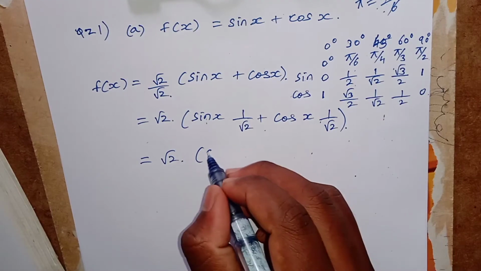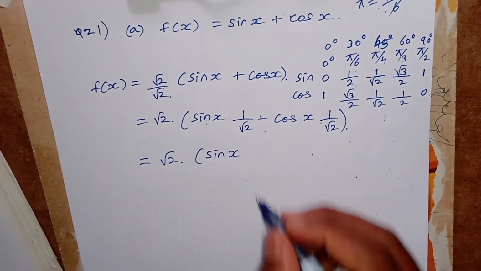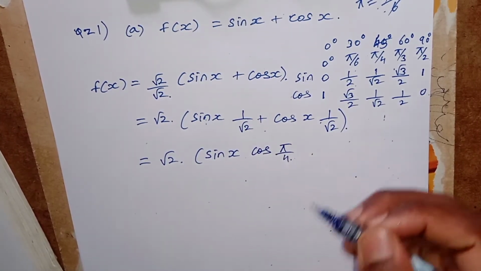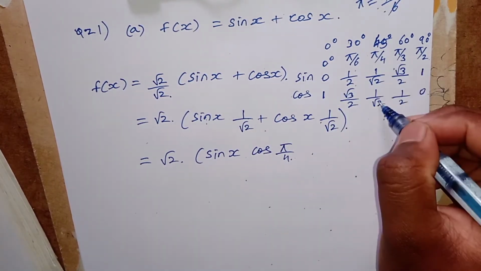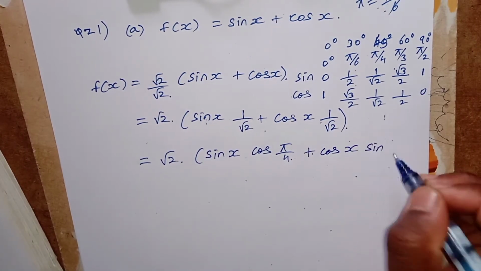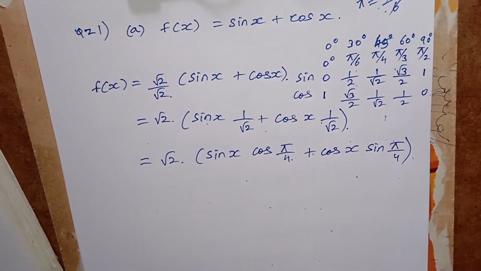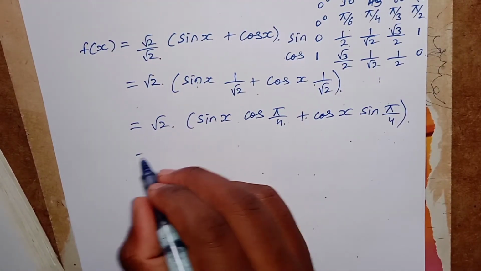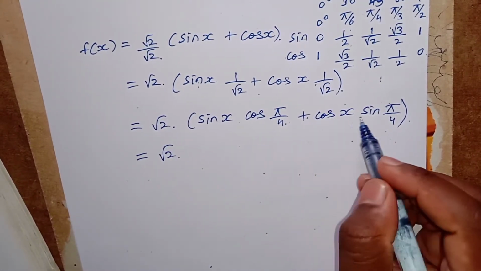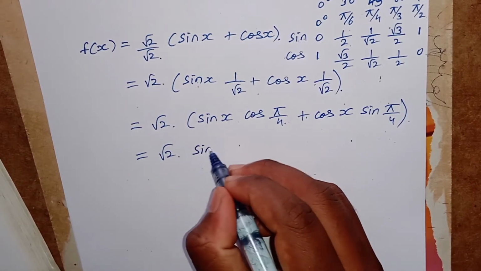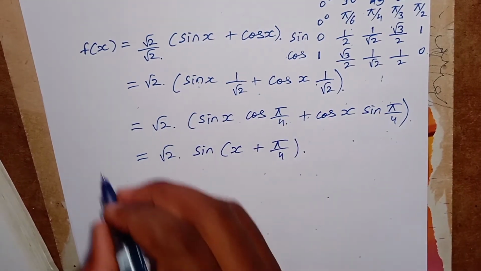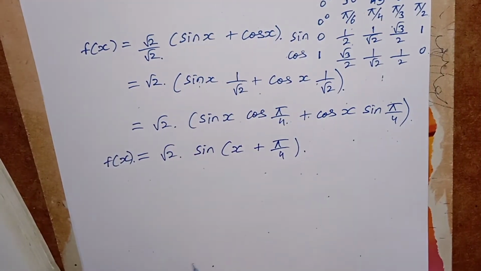Here root 2, sin x, cos pi by 4, here 1 by root 2. Similarly cos x into sin pi by 4. Here root 2 times sin A cos B plus cos A sin B. Here the formula gives sin x plus pi by 4. This is my f of x.